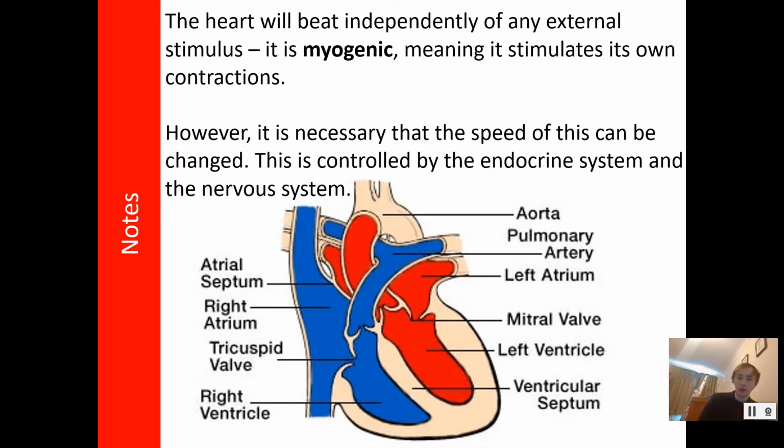Now, that is controlled by both the endocrine system and the nervous system. We're going to talk about the endocrine system in a separate topic. The nervous system is what we're going to focus on today. So from this slide, all I need you to know is that myogenic means that it will beat independently of any external stimulus. Fine.